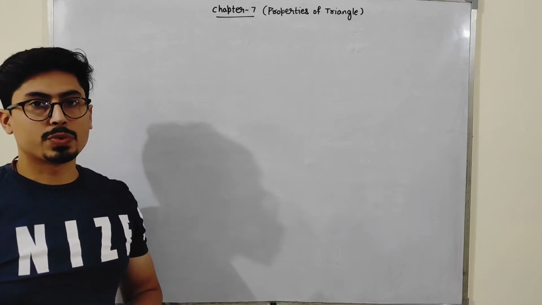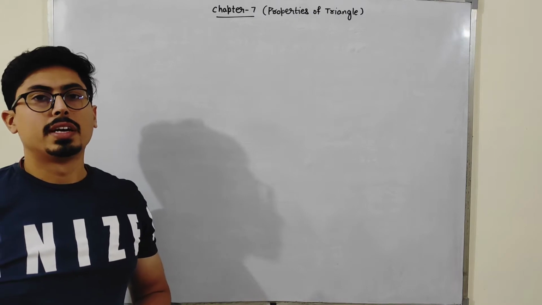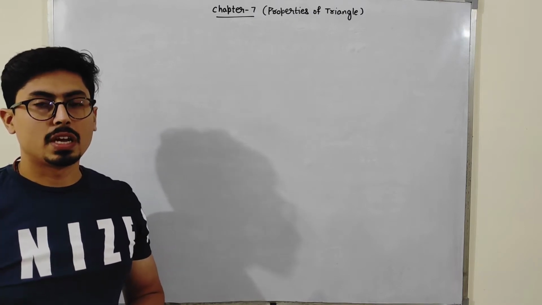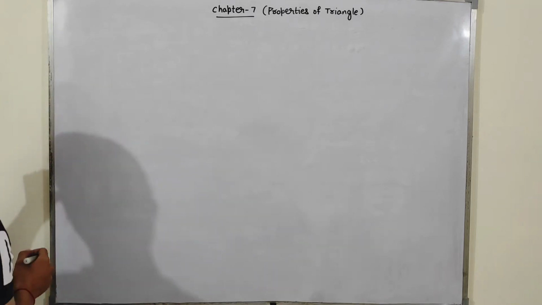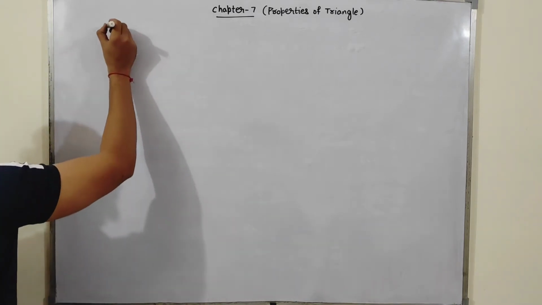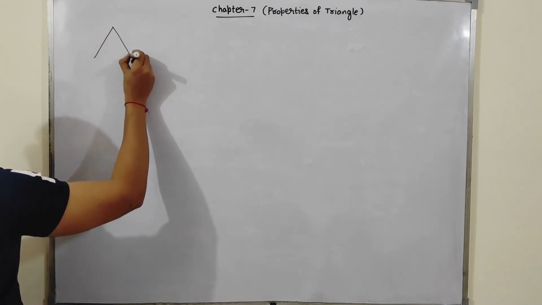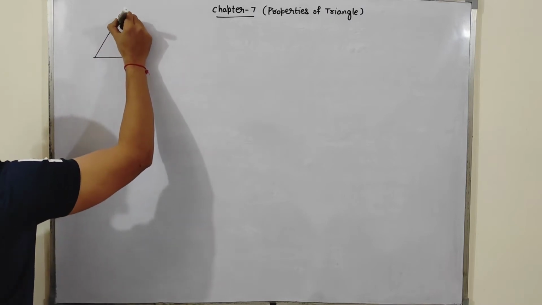Students, in today's class, we're going to discuss the new chapter, that is chapter number 7, properties of triangle. So, students, the first property is, let us take a triangle ABC.